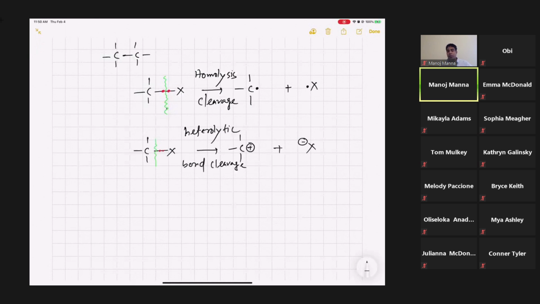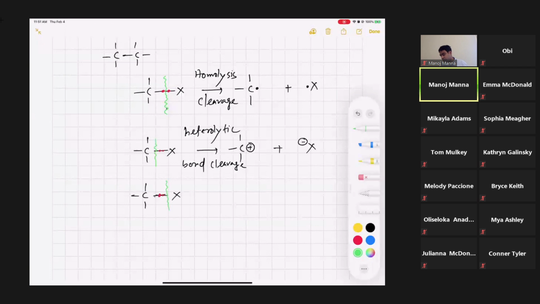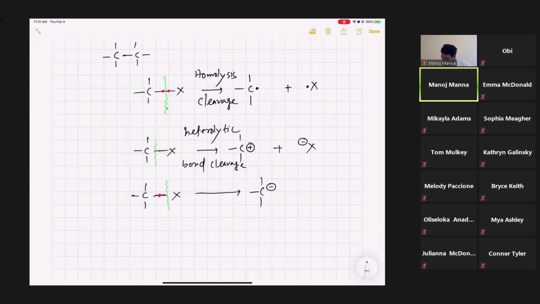Heterolytic, because the 2 electrons go to one specific atom. That's why you can have a positive charge and a negative charge. Or this can be the other way. Let's say you have a carbon and a halogen, with 2 electrons over here, and now I break over here. In this particular case, this is also heterolytic bond cleavage, but here you get a negative charge over carbon and a positive charge over X.